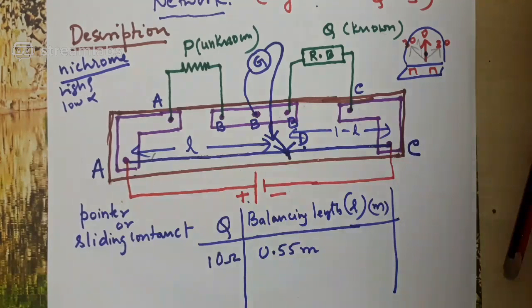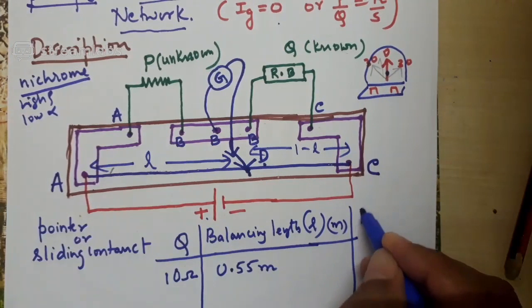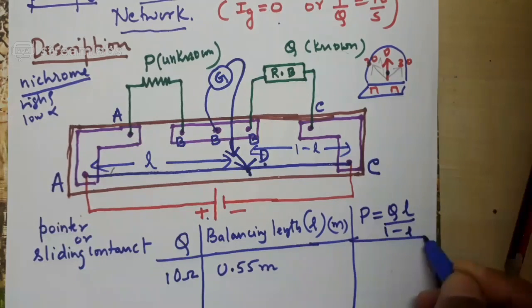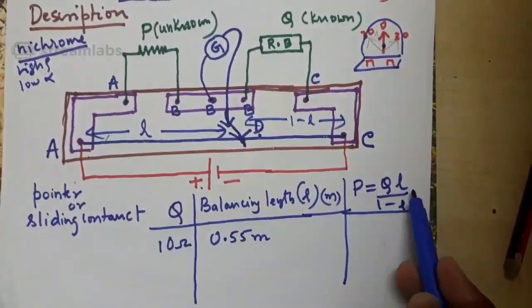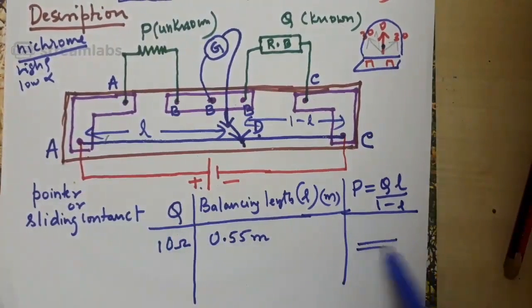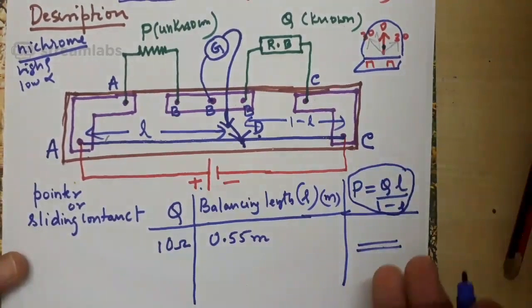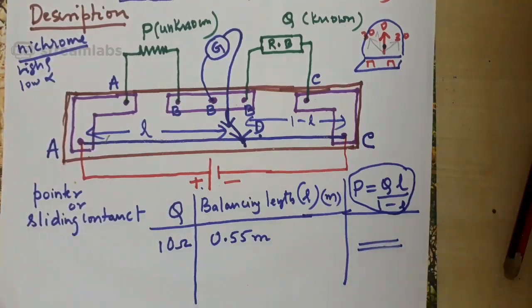Now coming to the point. How to calculate resistance? Very simple. Our aim is to calculate P, right? P is given by the formula Q L by 1 minus L. What does L stand for? Balancing length. You know L, you know Q, substitute, you will get the answer for P. That is how we find. Now the question is why we are using this formula. I gave a formula directly, right? But I will explain why we are using that formula. Very simple explanation.